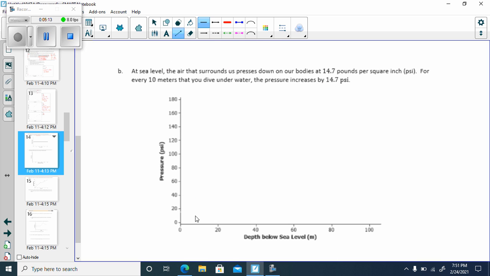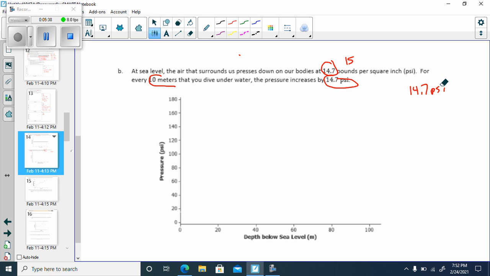Let's look at this one. At sea level, the air that surrounds us presses down on our bodies at 14.7 pounds per square inch. It's about 15, isn't it? For every 10 meters that you dive under the water, that pressure increases by 14.7 pounds per square inch. So that's 14.7 psi per 10 meters, right?